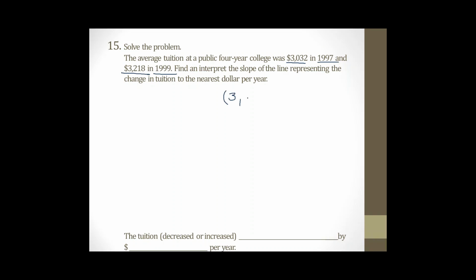So 3032, 1997 could be one of my points, and then the other one is 3218 with 1999. So I have 2 points, and they want me to interpret the slope. The slope is also the rate of change. And in the previous problem, I just wrote down the slope formula, which hopefully by now you already know: y2 minus y1 over x2 minus x1.